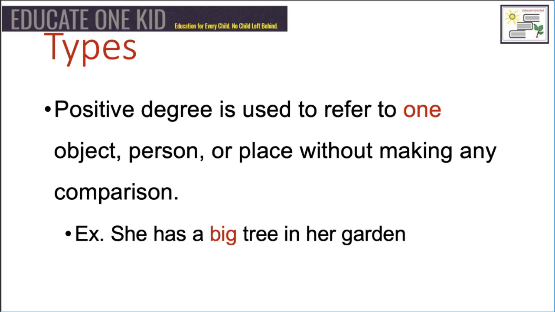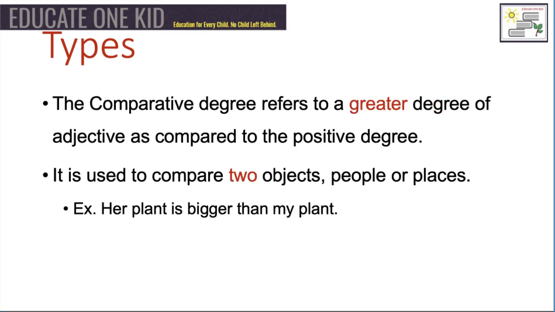Positive degree is used to refer to one object, person, or place without making any comparison. Example: she has a big tree in her garden. Big is the positive degree used here.